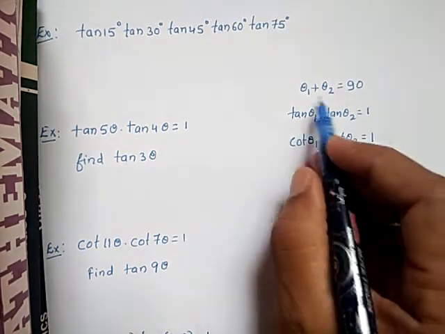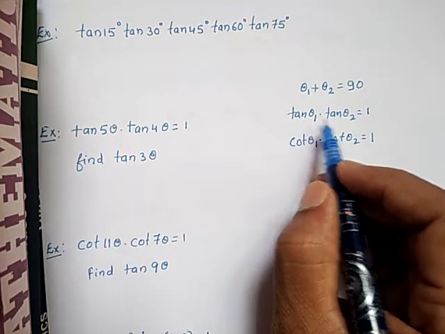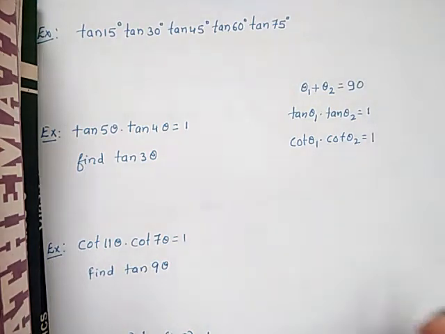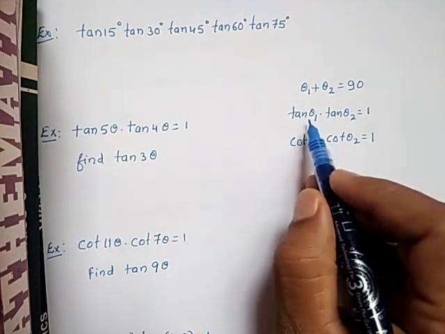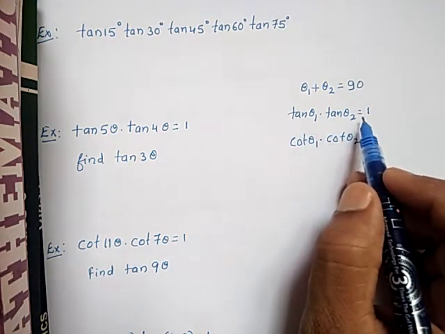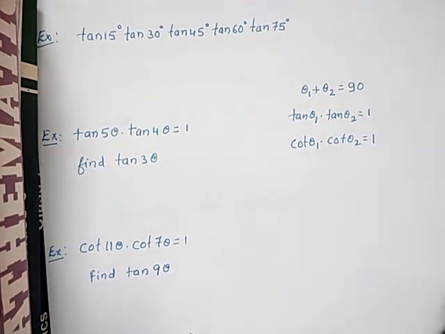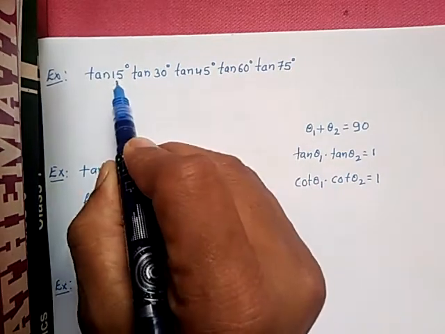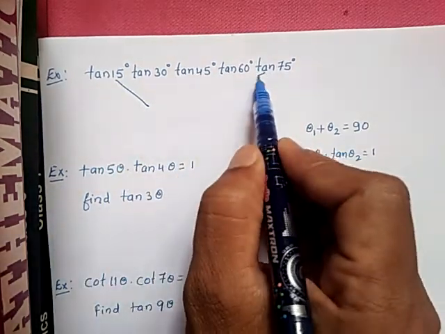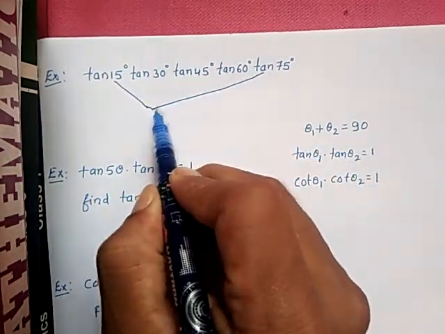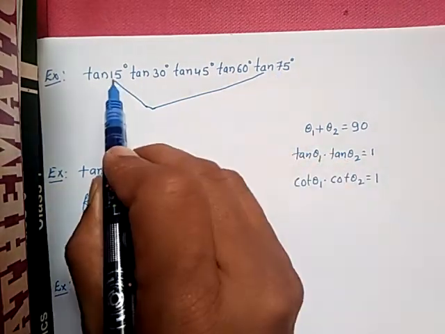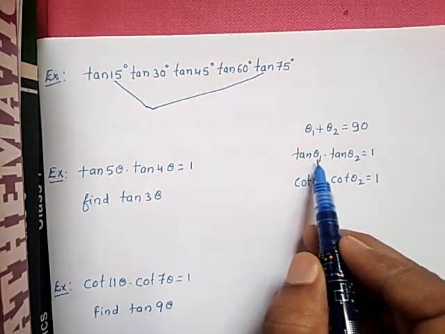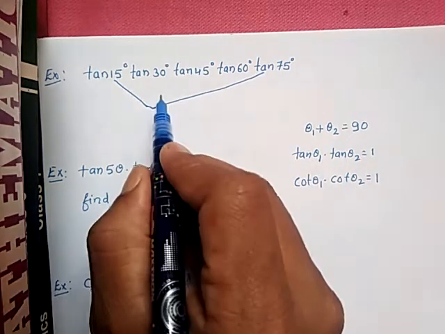If you remember this one, here tan theta 1 tan theta 2 is there, na? So theta 1 theta 2, if you add you should get 90. If it is 90, then directly tan theta 1 into tan theta 2 is equal to 1 you can write. So now see here, from here to here, just tan 15 and you can take tan 75. What is 75 plus 15? 90. So you can take this as tan theta 1 tan theta 2 as 1. So this can be 1.